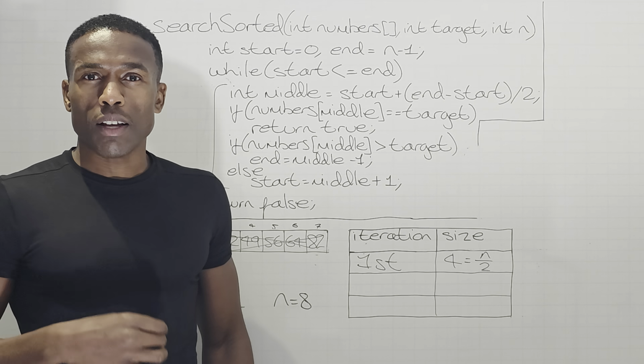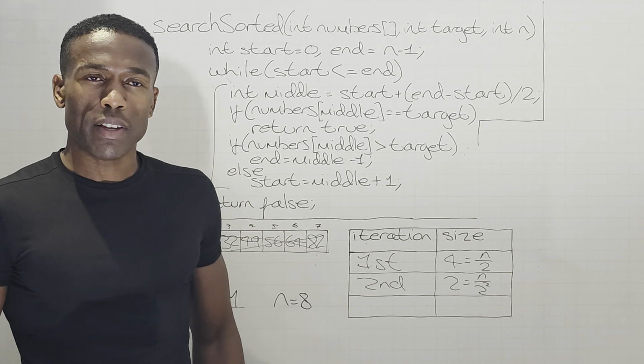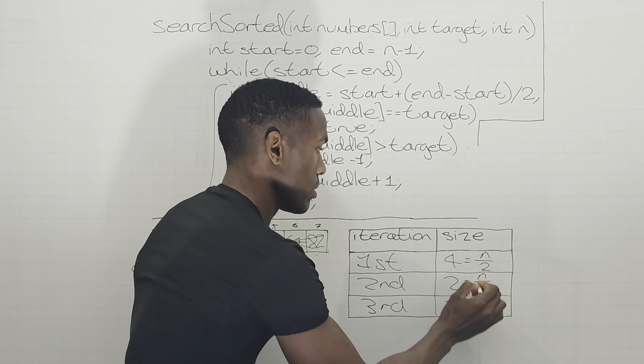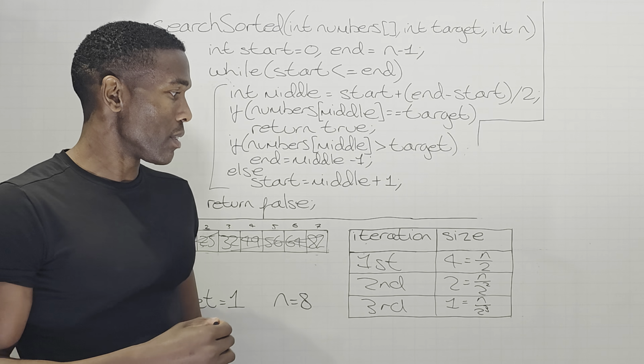After the second iteration, we reduced our search space down by roughly half again. Then after the third iteration, we reduced our search space down by roughly half again. Now, you notice a relationship between the iteration number and the exponent in our denominator. For example, after the first iteration, we reduced our search space down to n divided by 2 to the first power. Then after the second iteration, n divided by 2 to the second power. Then on the third iteration, n divided by 2 to the third power. And then we stopped.